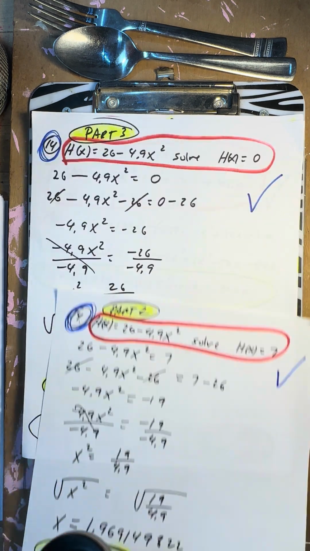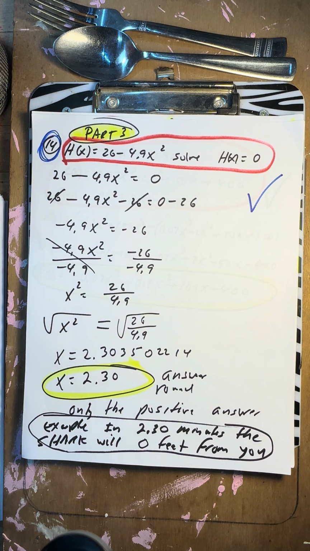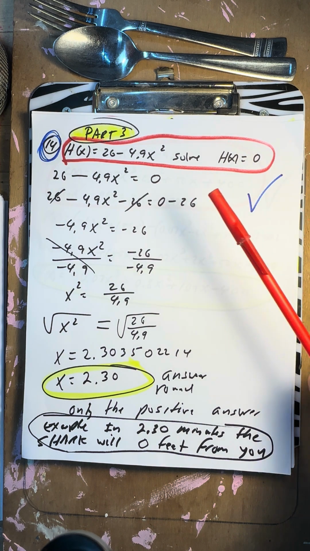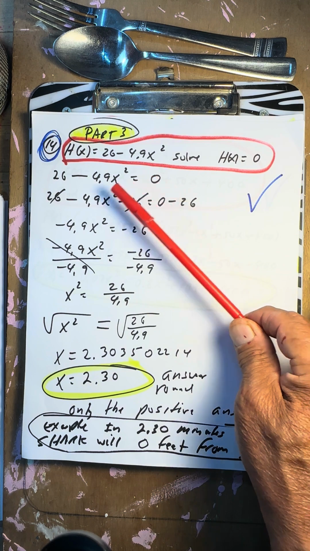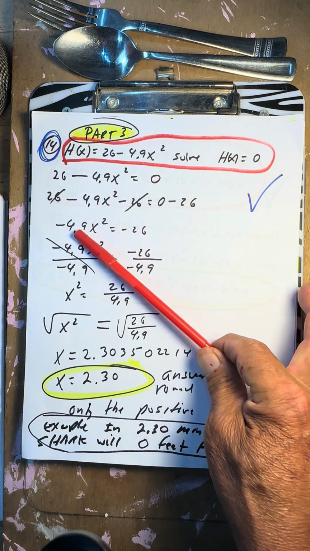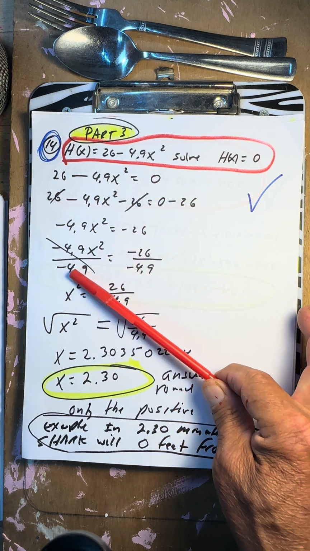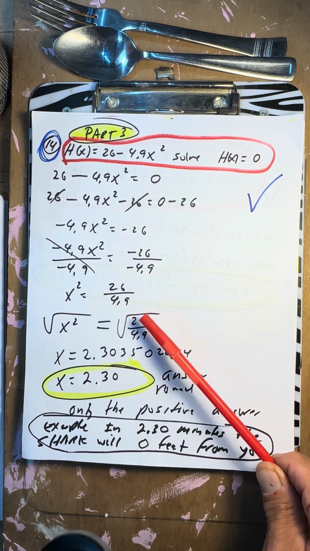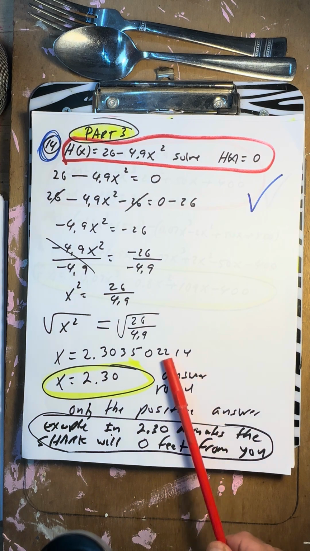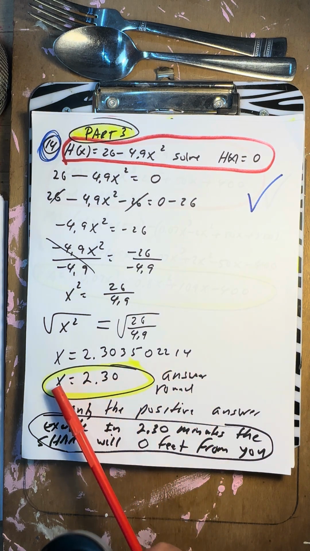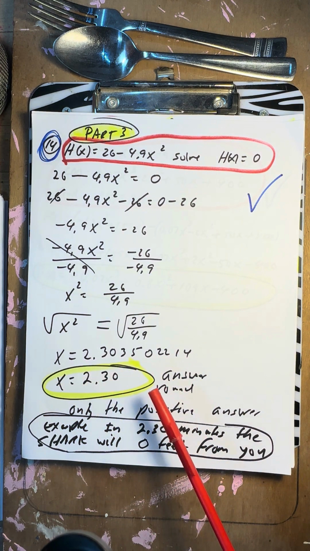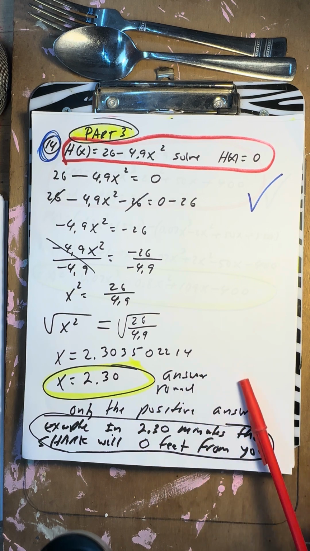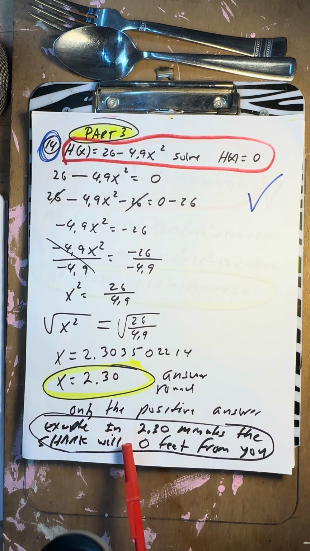Pretty close anyway. When is h of x equal to 0? All right, set that equal to 0. Subtract, so we have this number equals negative 26. Divide, so again negative by negative is positive. Square root, so x equals all this number. Round it to 2.30. We're looking for the positive one only anyway. For example, in 2.30 minutes, the shark will be 0 feet from you.